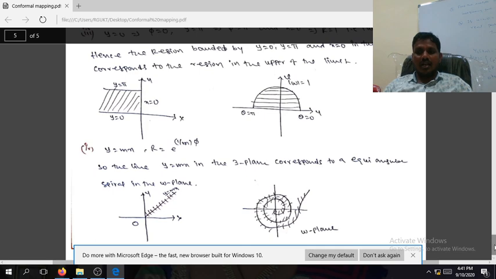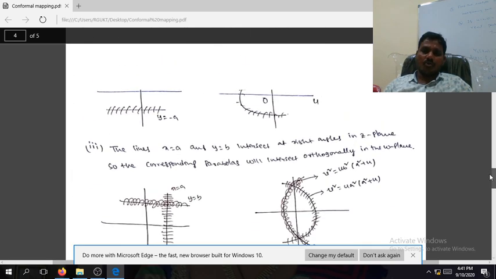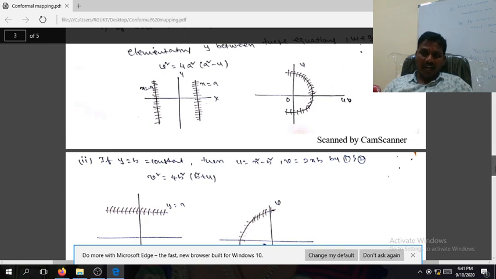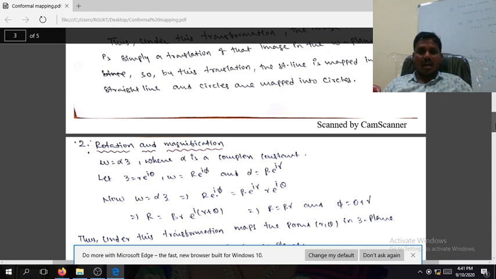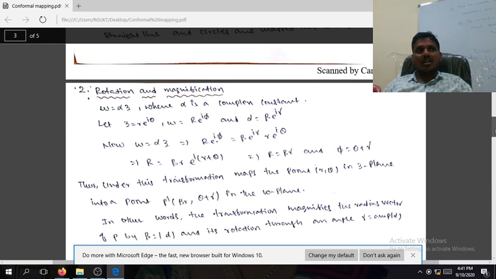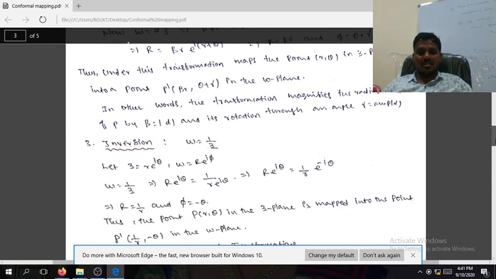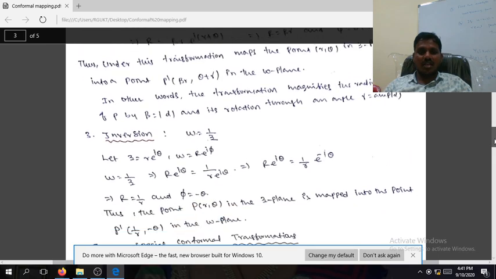Right? Different images. Not only this, I am considering only 4 or 5 cases for e to the power of z. If you are putting different conditions in the z plane, you will get different images, right? This is the importance of the conformal mapping.